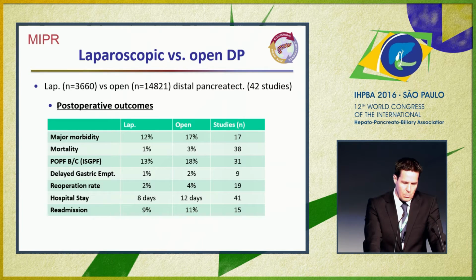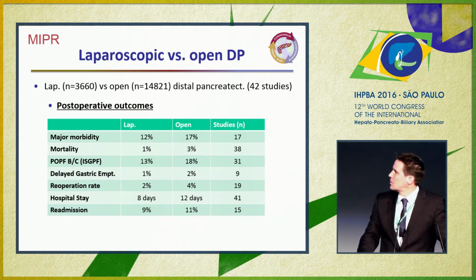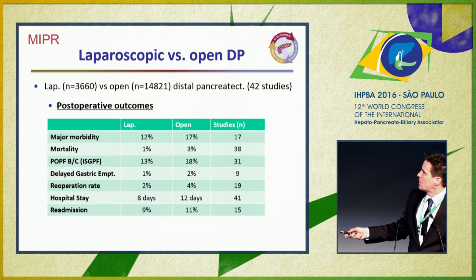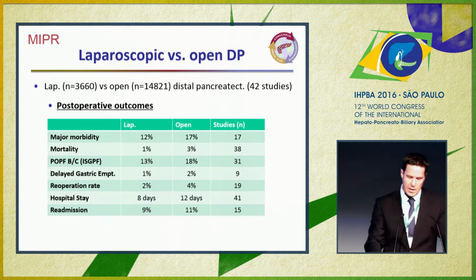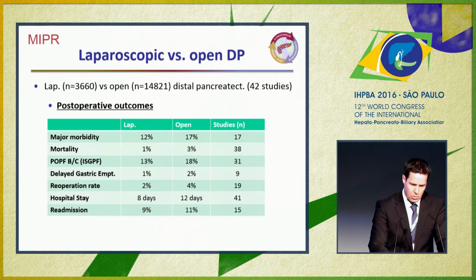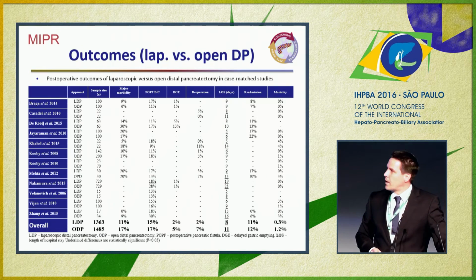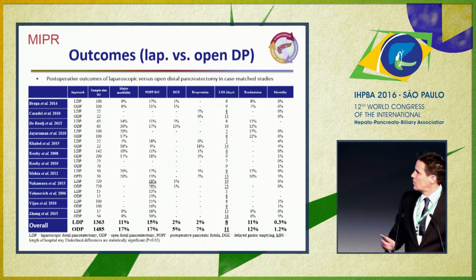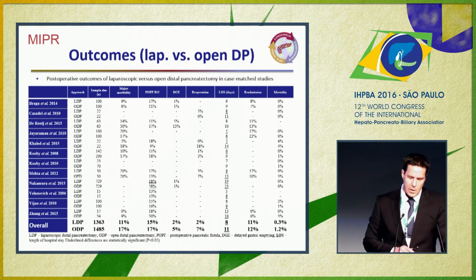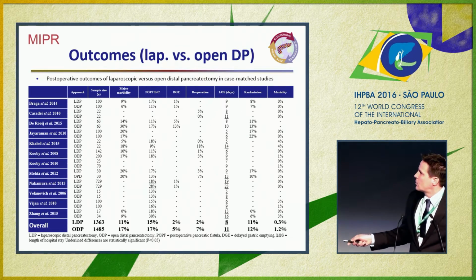Reoperation rate, 2 and 4%. A significant lower hospital stay of 8 days versus 12 days in the open group, and readmission rates of 9 and 11%. I think this is also plausible. So again, this is the stratified analysis for the case-match studies, and again, these results matched very well, as you can see here.